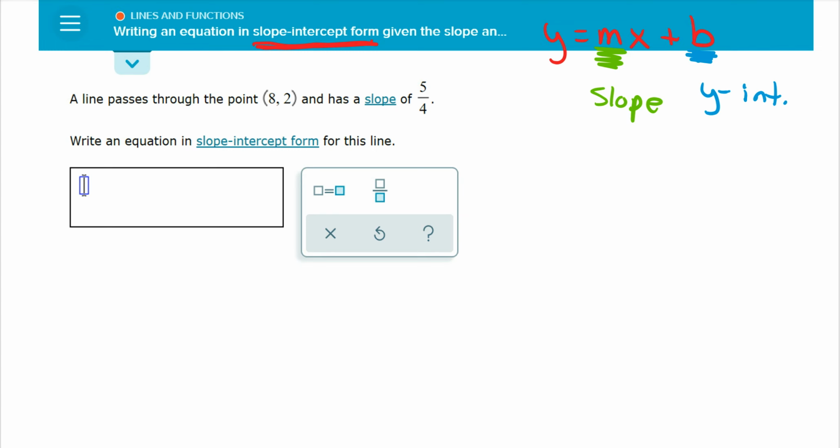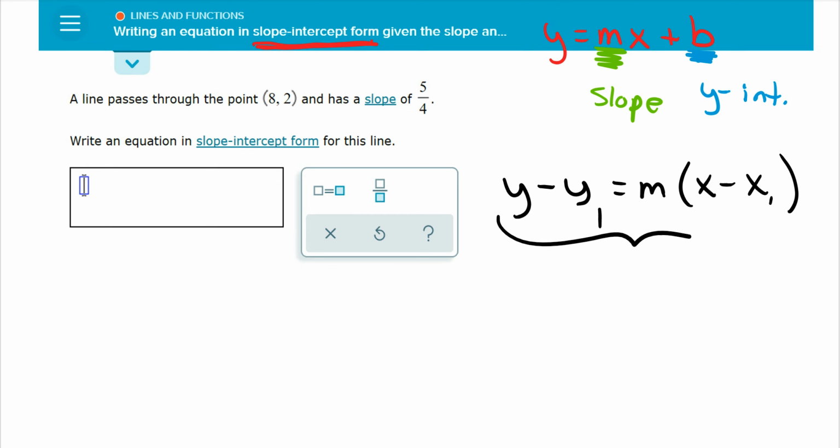There's several ways you can do this. I personally like using the formula y minus y sub 1 equals m times x minus x sub 1. And this is actually called the point slope formula, or point slope form of a line, whichever you want to call it.